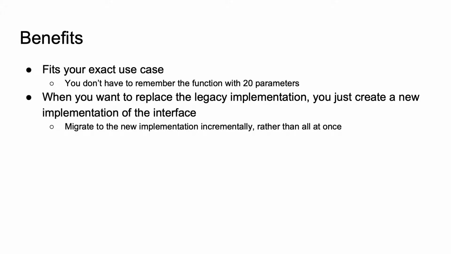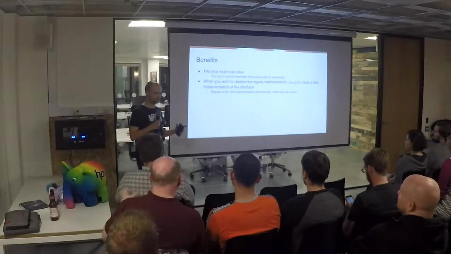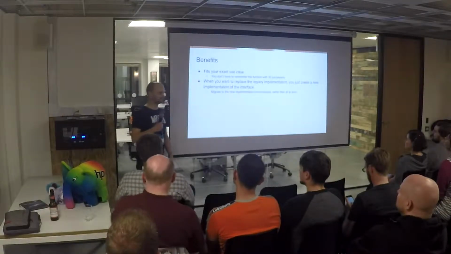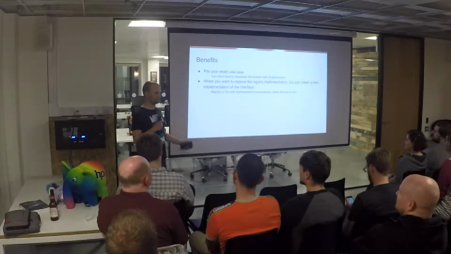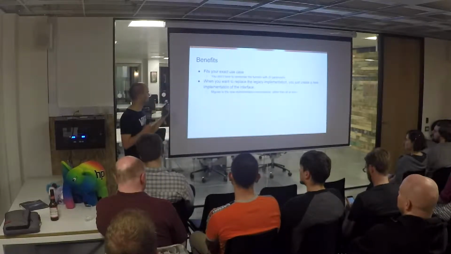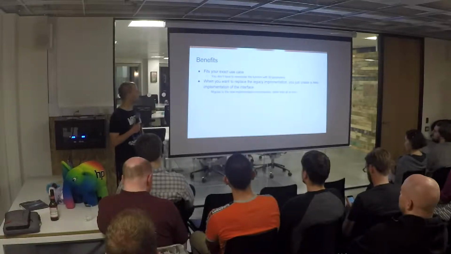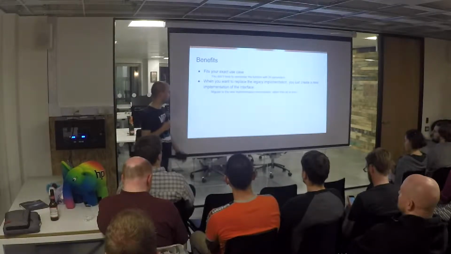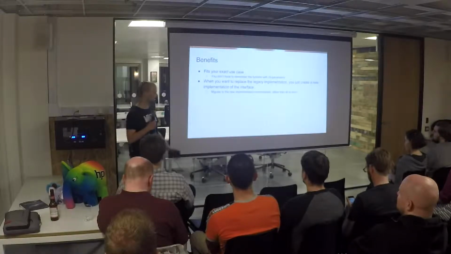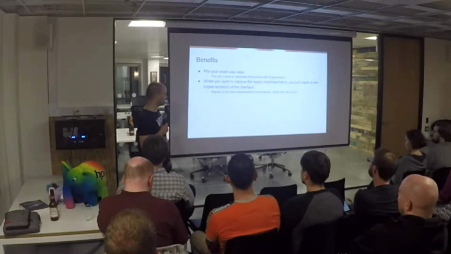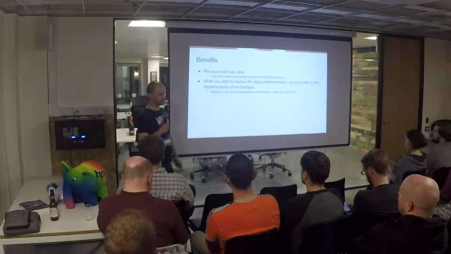So what we've done is create something that fits our actual use case, rather than having a load of code where we don't really understand what all the parameters mean. It's going to be difficult to come back and change later, and we spend ages trying to understand it. This is a lot simpler for what we need. And when you want to replace that legacy implementation, all you have to do is create a new implementation. It also means you can incrementally migrate to the new one. You can change one instance of it to the new one, rather than having to change the whole system all at once.